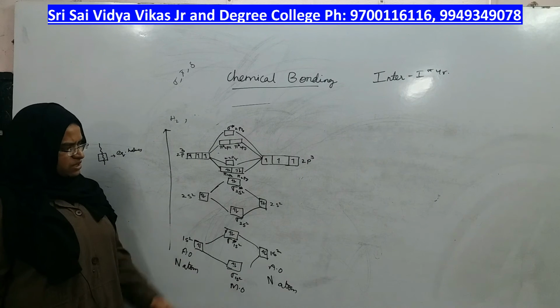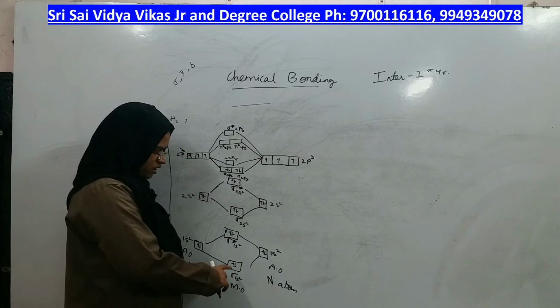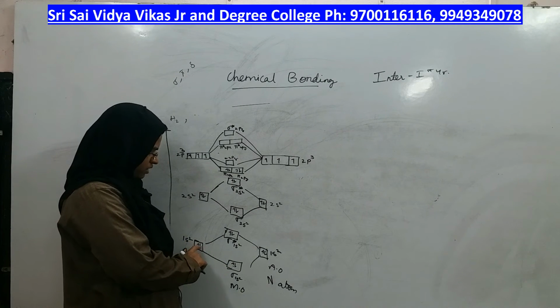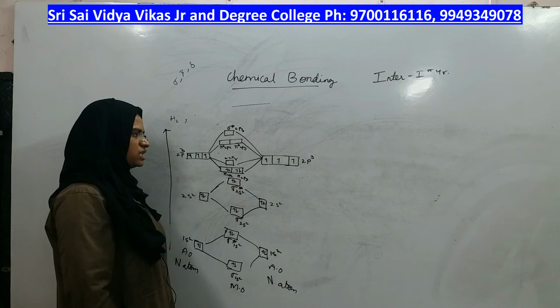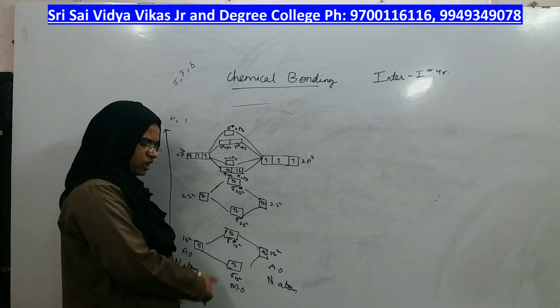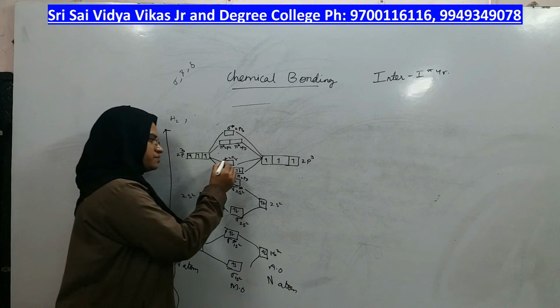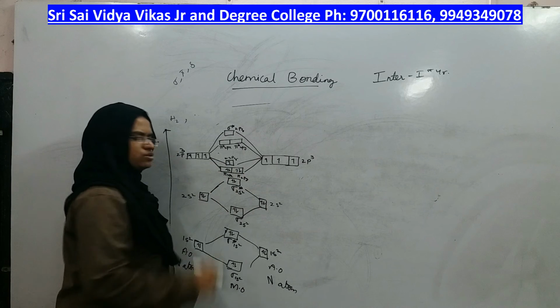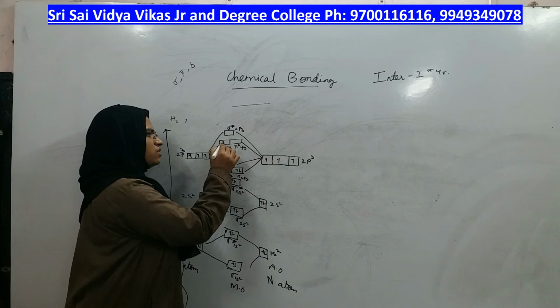Which orbitals are present in the center? Molecular orbitals of nitrogen, in which total how many electrons? 1, 2, 3, 4, 5, 6, 7. 7 plus 7, 14 electrons should be there, but there are only 12. Where should I add the next 2 electrons? 13th electron should come here. Where should I add the 14th electron? Shall I add 14th electron here?